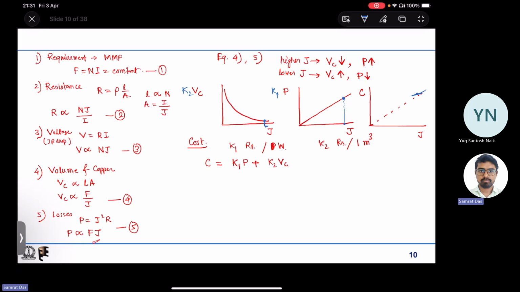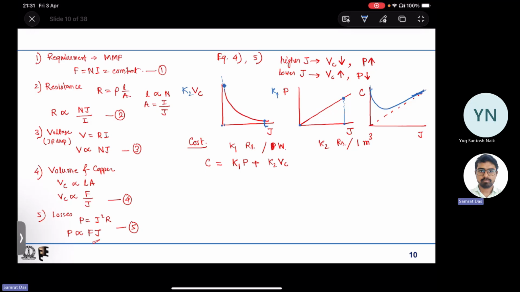On the other hand, when j is very low, say it is 0, then this curve actually goes to infinity asymptotically. But that does not make any physical sense, because j equal to 0 means we are not sending any current to the winding. So if we look at some very low j, then this is very high and this is actually 0. Whatever is the value of K2VC here will come here, and in between we will see some trend like this.